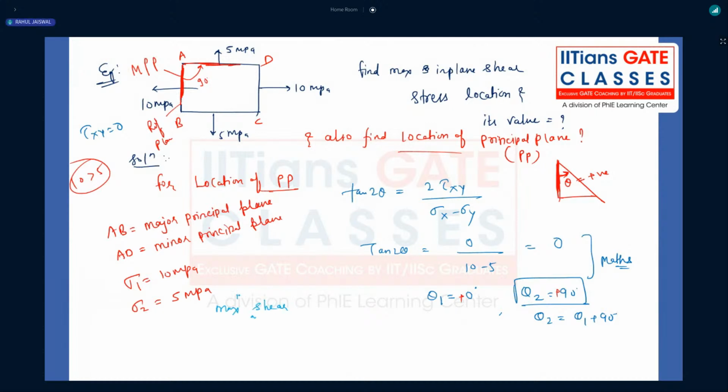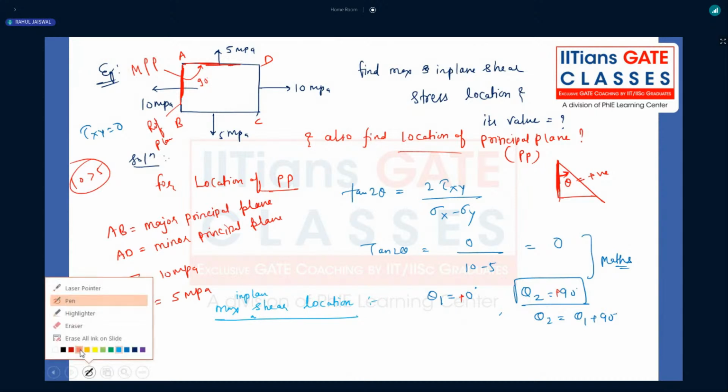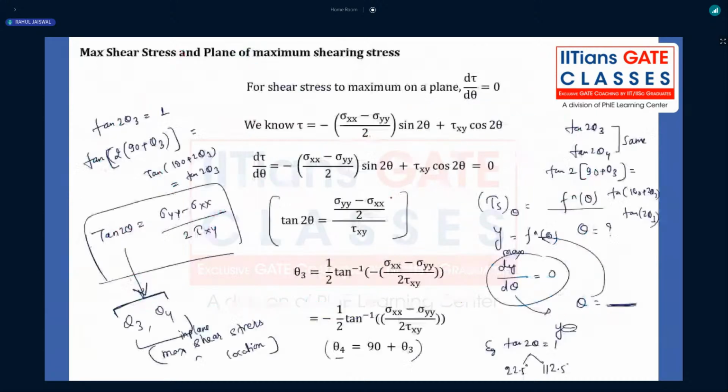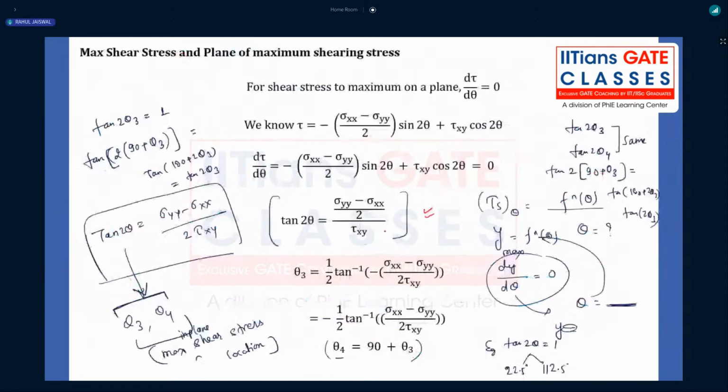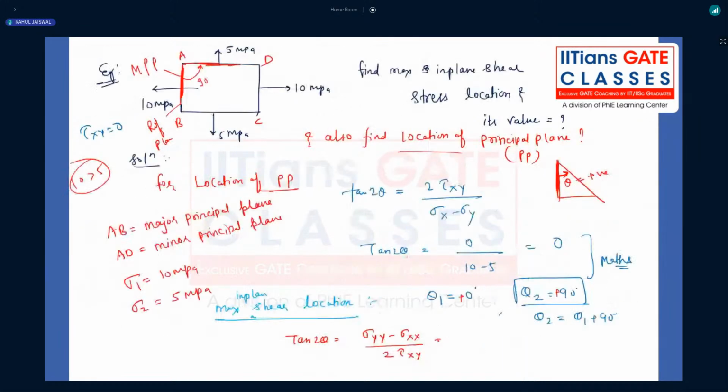Maximum in plane shear location. What is the maximum in plane shear location, my dear friend? To find the maximum in plane shear location, we have to put into these formulas, right? And what is the formula we have? Tan 2 theta equals sigma y minus sigma x divided by 2 tau xy. Put into those formulas: 5 minus 10 divided by 2 tau xy. Is any tau xy there? Check it out. Tau xy is 0, right? That will be infinite.